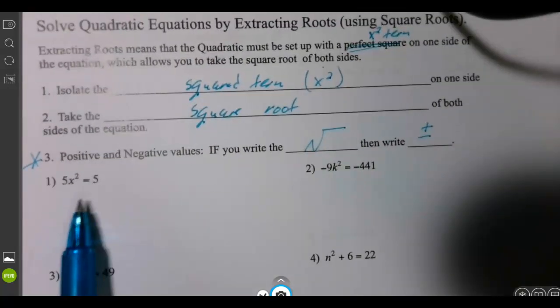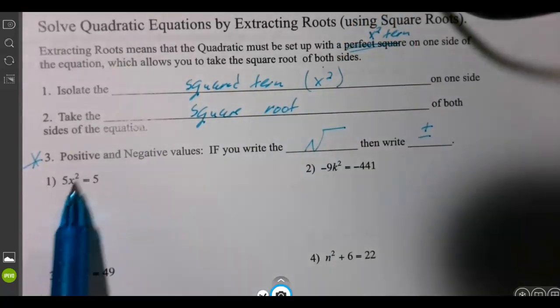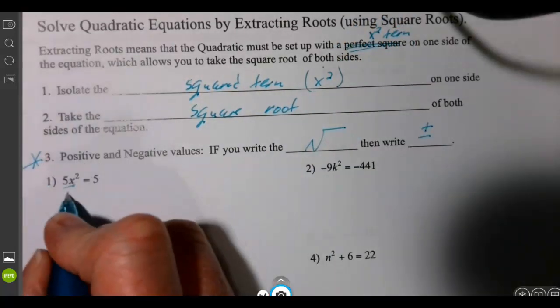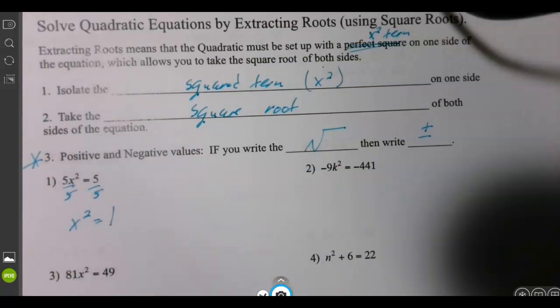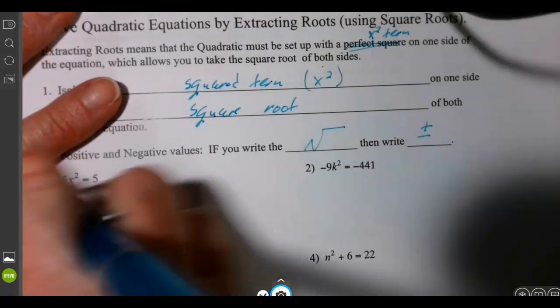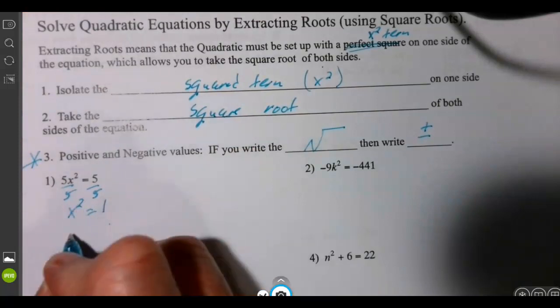Number one. First thing we're going to do is we have to get x squared by itself. So if I want to get x squared by itself, I have multiplication, so I'm going to divide both sides by 5. So I get x squared is equal to 1. Now, I'm going to write that smaller, and I'm going to write it twice. X squared equals 1. That's what we got.